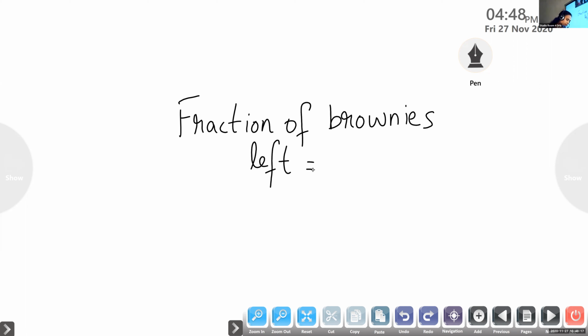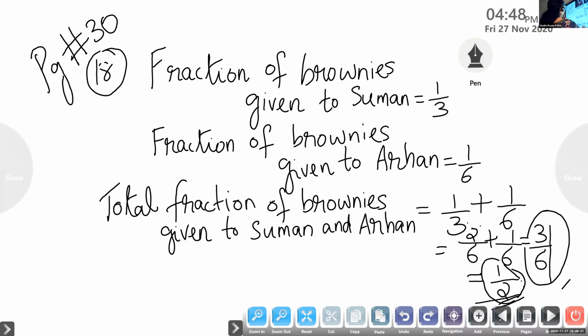So children, to find the fraction of brownies left, what is always the full? That is 1 minus. Look here at the last step: what is the total fraction of brownies given? You have to take away from the full 1. I have given how much? 3 by 6. That 3 by 6 I have reduced to 1 by 2.